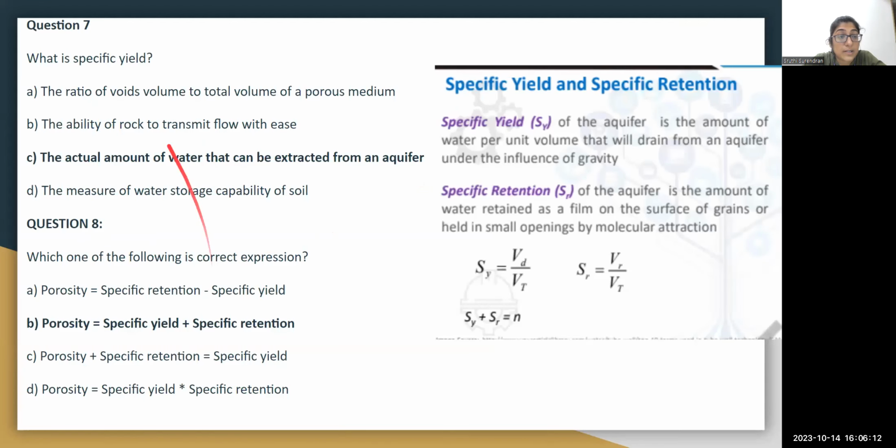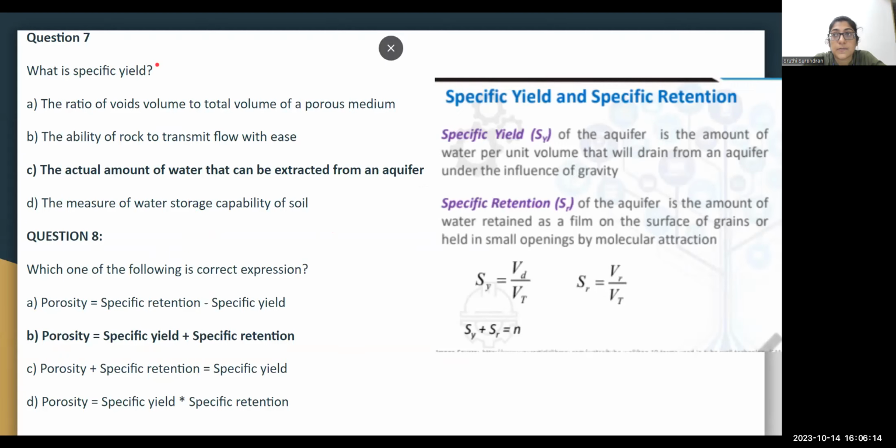The other point is what specific yield is, what specific retention is, and what porosity is. Specific yield is the amount of water that drains off an aquifer under the influence of gravity, computed per unit volume. And specific retention is the amount of water that is retained in the aquifer after the water has drained out under the influence of gravity.